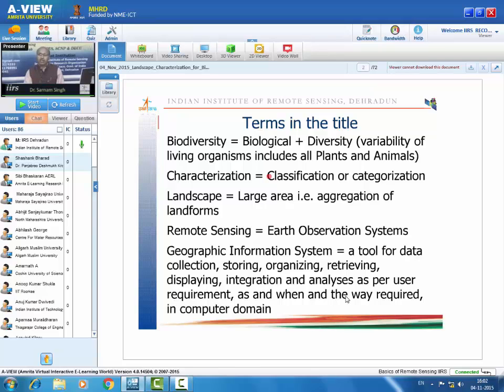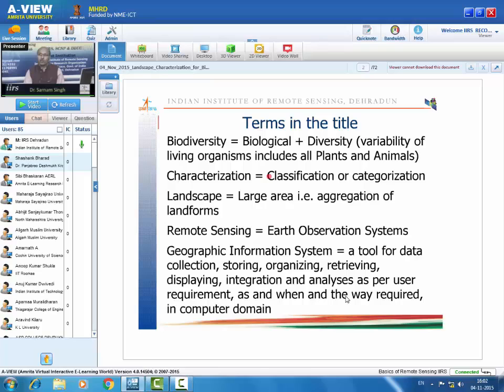Biodiversity basically is composed of two terms, bio, which means biological, and diversity, which means variability. So in a very simple way, we can define biodiversity as variability of the living organisms. That includes all the plants, all the animals. When we talk about plants, it can be algae, it can be fungi, it can be anything which is living.